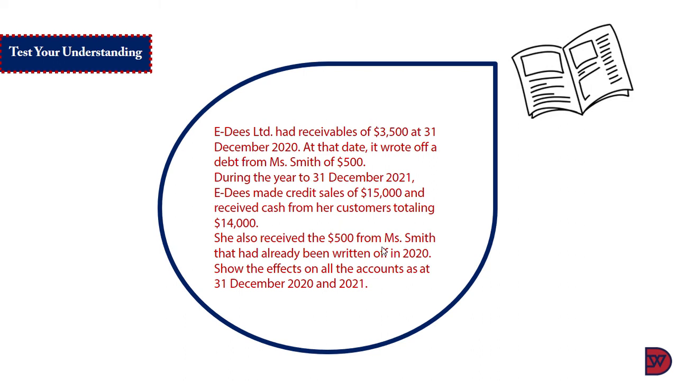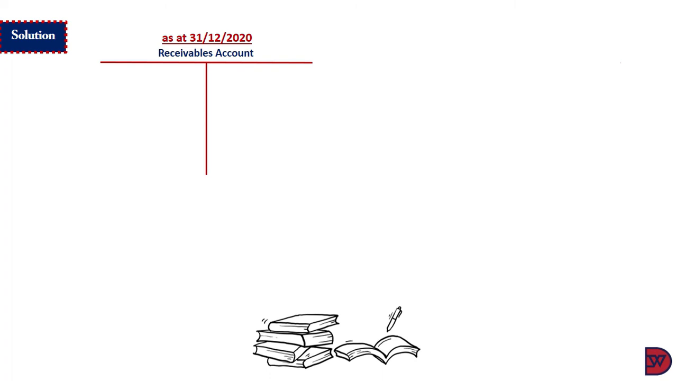Let's move on to solve the question. We'll start with the receivables account ending on 31st December 2020. So we're told it had a balance of $3,500. So we'll definitely bring it to the debit because a receivable is an asset account. Then we were told $500 owing from Ms. Smith was written off. So double entry: we have to credit the receivables balance because it's already contained in the $3,500 balance. Then we'll debit the irrecoverable debts. We will not bring it here.